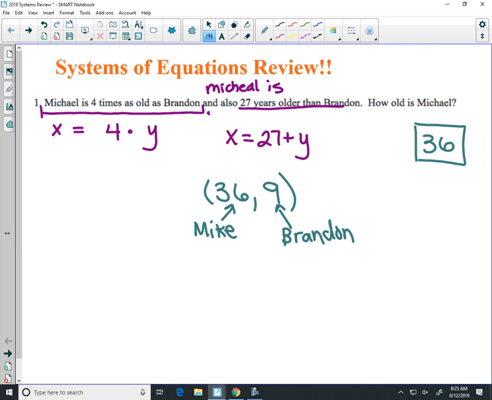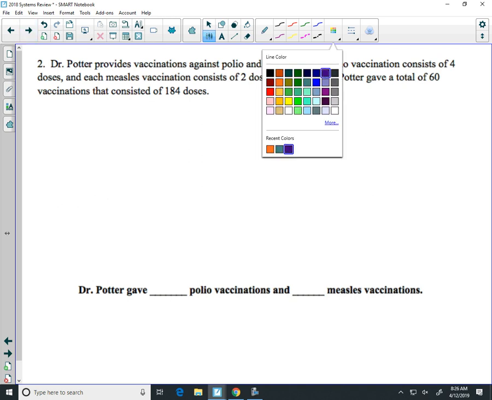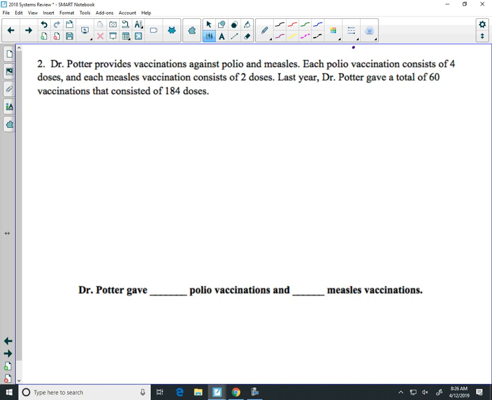Okay. Next problem. Dr. Potter provides vaccinations against polio and measles. Each polio vaccination consists of 4 doses. Each measles vaccination consists of 2. Last year, Dr. Potter gave a total of 60 vaccinations that consisted of 84 doses. Okay, so I see 2 categories here. I see vaccinations, and I'm going to look at my totals for this, and I see doses.